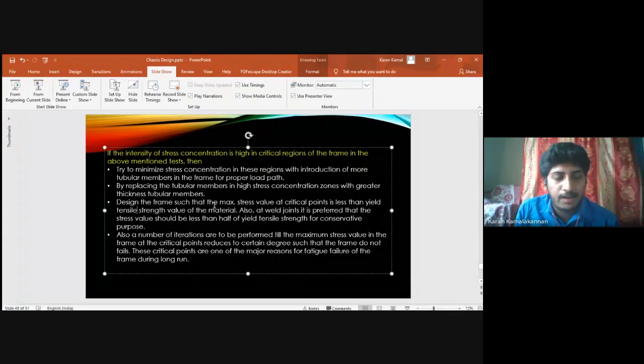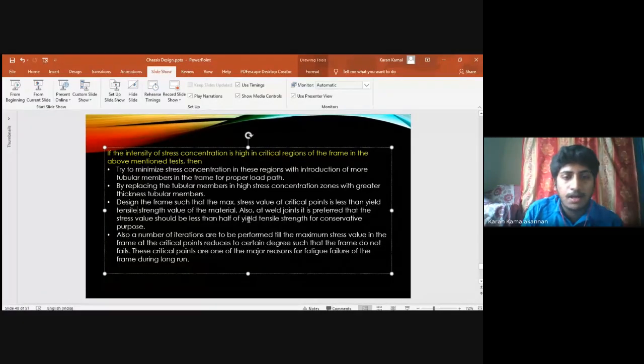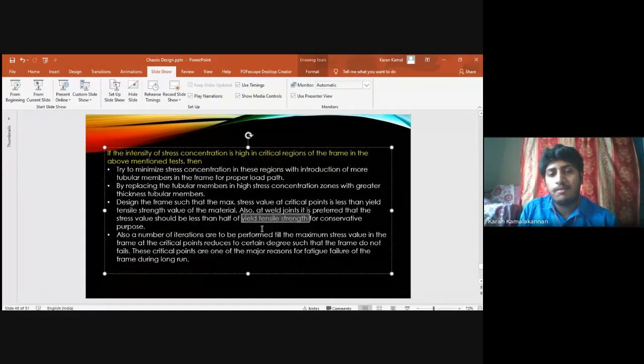And next is to design the frame such that the maximum stress value at the critical points is less than the yield strength. Okay, that is a basic thing. Depending on this only, we will get the factor of safety: yield strength, or ultimate tensile strength over yield strength, as I told you. Also at welded joints, it is preferred that the stress value must be less than half of the yield strength. We are very conservative here: if the yield strength of the material is around 460, you must think your maximum allowable stress is only 260 or 240, like that, for a conservative purpose.